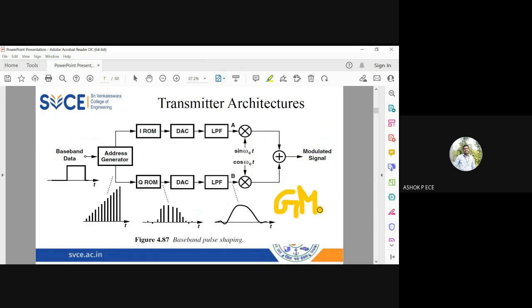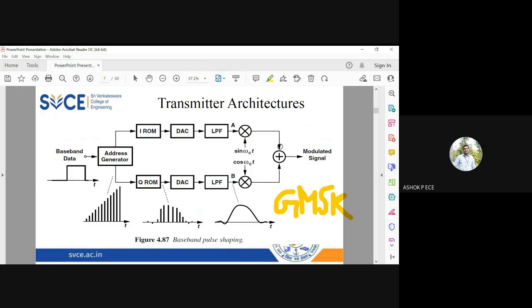And a Gaussian signal is going to be a bell-shaped curve. So zeros and ones will pass through this circuit to generate the pulse shaping. And pulse shaping circuits are required to minimize inter-symbol interference.